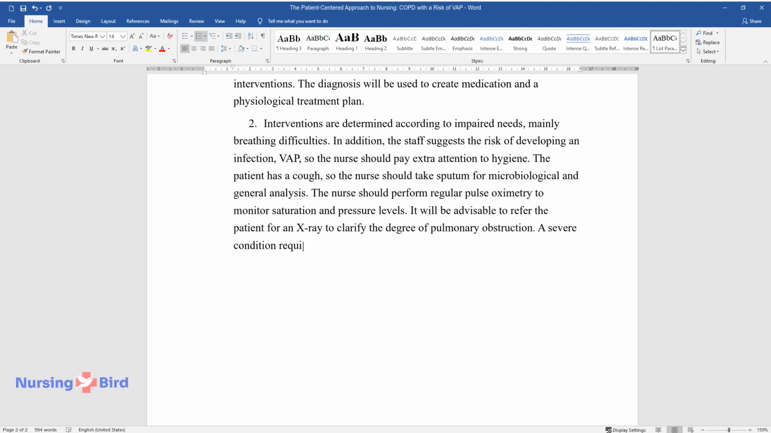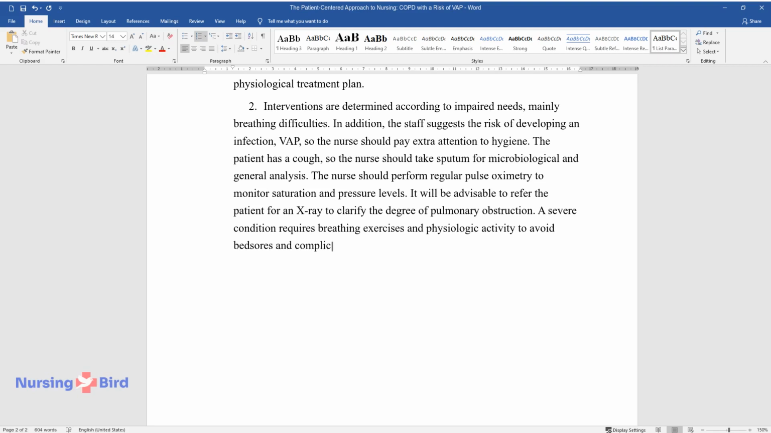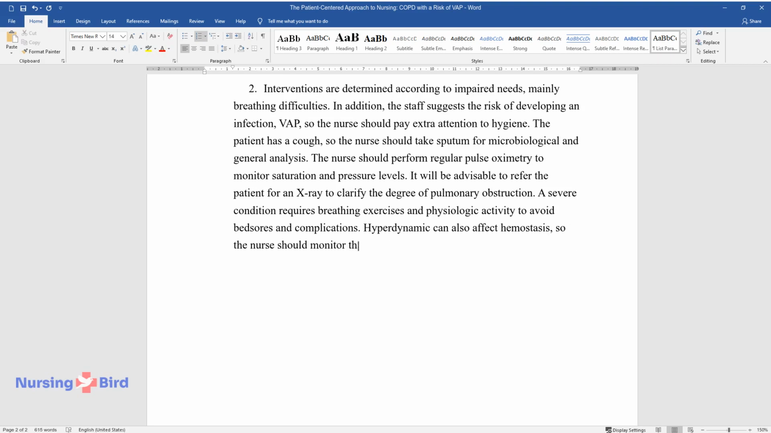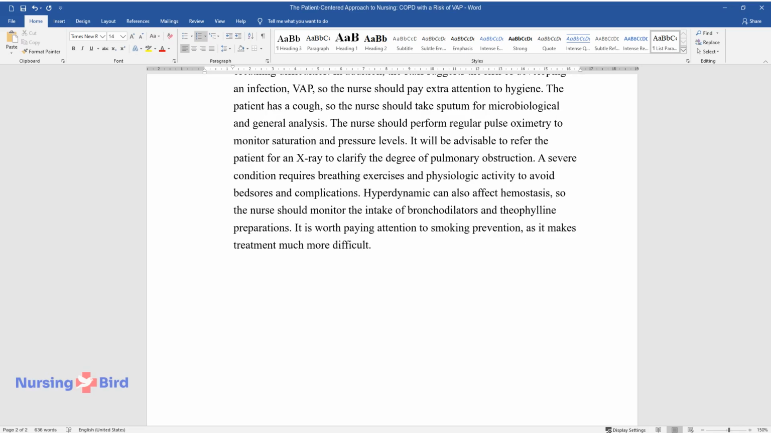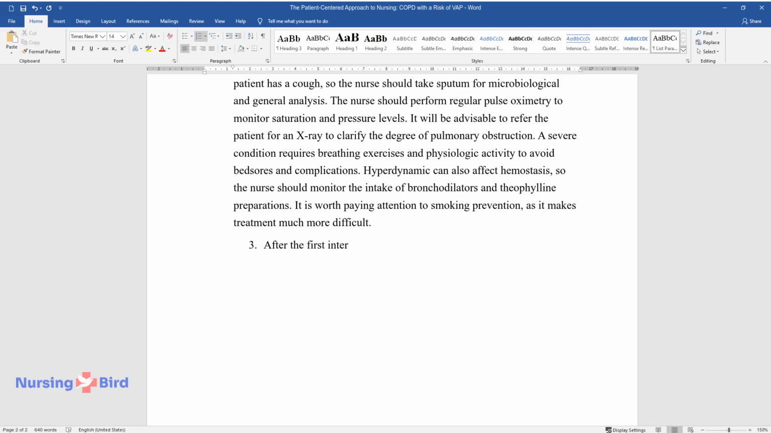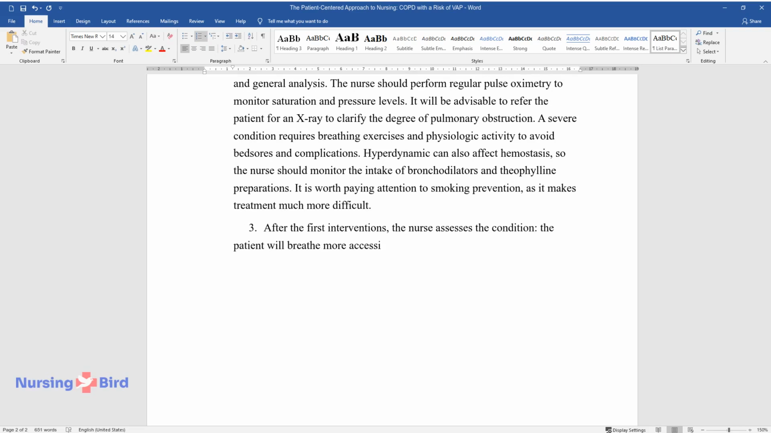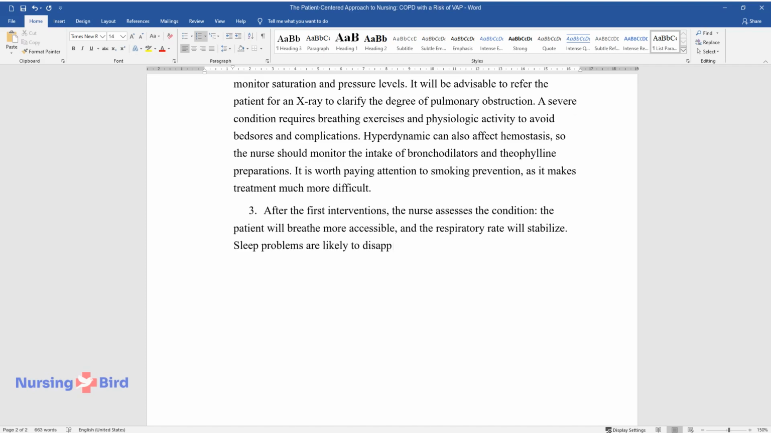A severe condition requires breathing exercises and physiologic activity to avoid bedsores and complications. Hyperdynamic state can also affect hemostasis, so the nurse should monitor the intake of bronchodilators and theophylline preparations. It is worth paying attention to smoking prevention, as it makes treatment much more difficult. After the first interventions, the nurse assesses the condition. The patient will breathe more easily, and the respiratory rate will stabilize. Sleep problems are likely to disappear, coughing will become rare, and sputum will be clear.